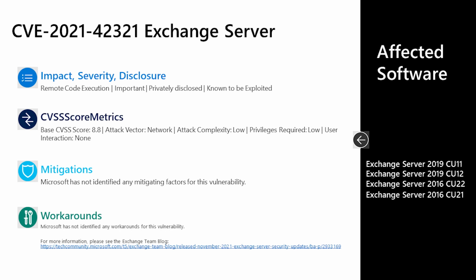So now let's dive into Exchange Server. This month there is CVE 2021-42321, and this is an important remote code execution vulnerability, privately disclosed to Microsoft and known to be exploited out in the wild. This has a base CVSS score of 8.8, and as we can see, the attack vector is over the network. The complexity is low. Privileges required is low. User interaction here is none.